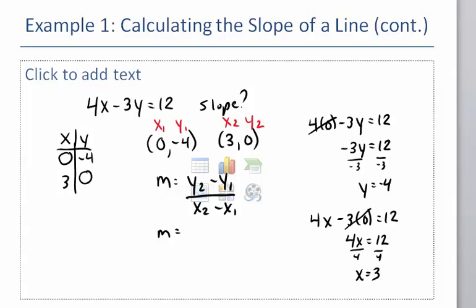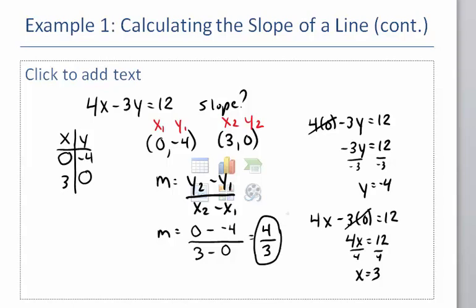So y2 minus y1, y2 is 0, and y1 is negative 4. x2 is 3, and x1 is 0. And so on the top, 0 minus a negative 4 gives me a positive 4, and on the bottom, 3 minus 0 gives me 3, and so my slope will be 4/3. And that will be part A of our example.